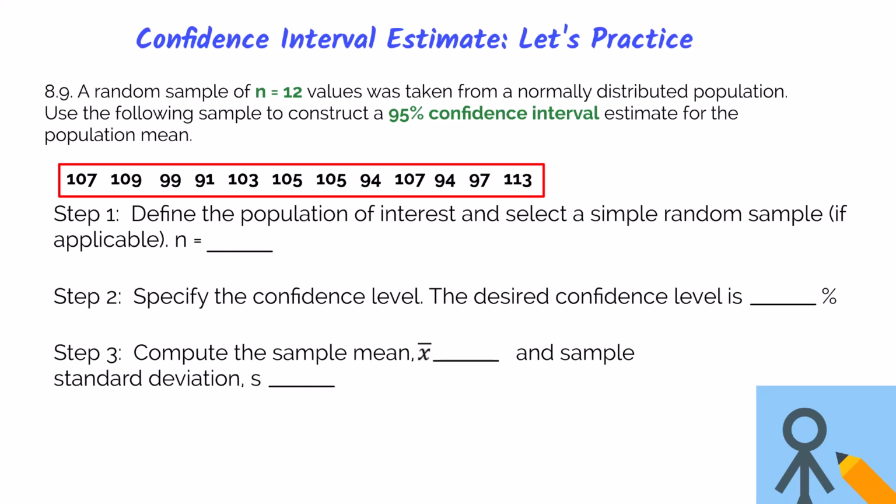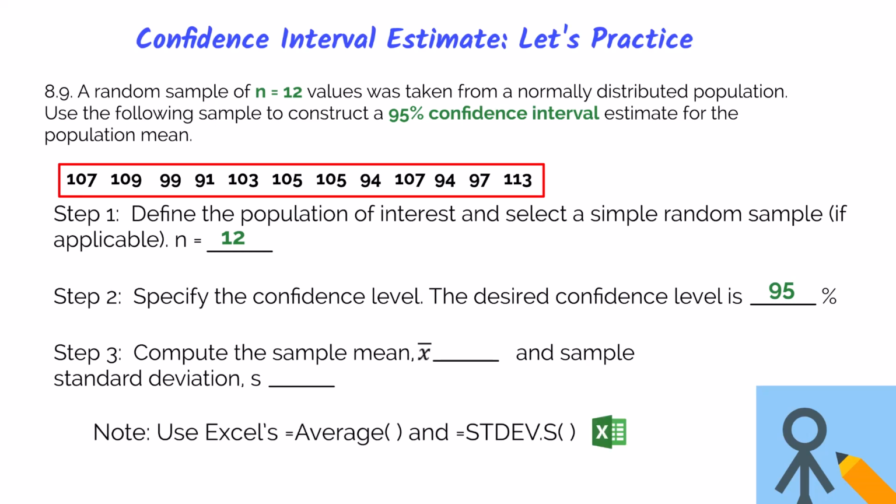So in step 1, we just want to define the sample size. This was given to us in the story as 12. You could also count up the numbers given here. In step 2, we want to make sure we identify the confidence level. In our story, we were told that what we want is a 95% confidence interval estimate. In step 3, we do need to compute the sample mean and standard deviation for this sample. Using Excel, you want to input all of the numbers from the sample and then use the AVERAGE function for the sample mean and the STDEV.S function for the sample standard deviation. So we get 102 for the sample mean and 6.89 for the sample standard deviation.